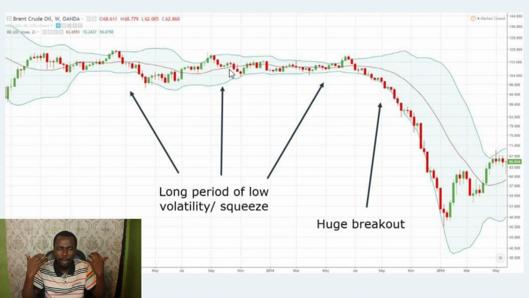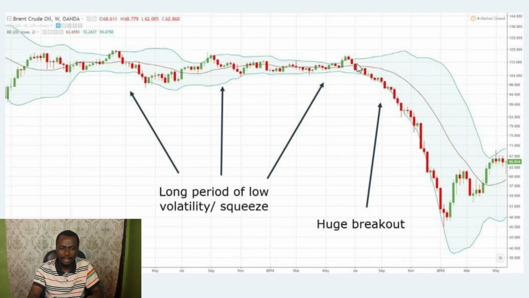So what you are doing is waiting for a breakout, because you cannot trade this particular market. Why? Because the range is too tight, so you can't gain anything. Let's just say from the upper band to the lower band, maybe just 10 or 15 pips. The range is too tight and the candlesticks are very small, so you can't benefit from trading the squeeze. So you wait for the breakout.